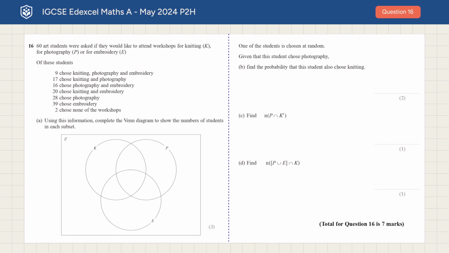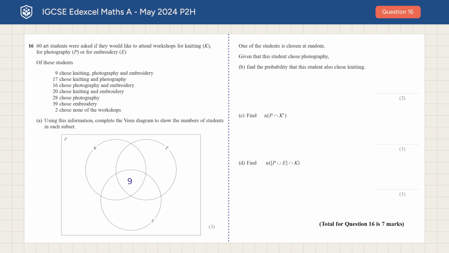Let's look at question 16. We have 60 art students who were asked about workshops for knitting, photography, and embroidery. We're given several totals, and we need to complete the Venn diagram. The key here is to work from the inside out. If you start with the outer totals, you'll accidentally double count students who are in multiple groups. First, let's look at the very center, the students who chose all 3 workshops. We're told 9 students chose knitting, photography, and embroidery. So we place a 9 in the central intersection where all 3 circles overlap.